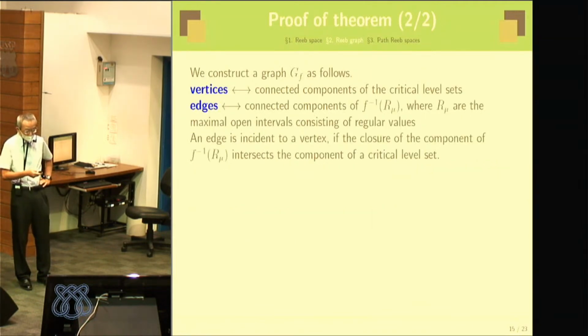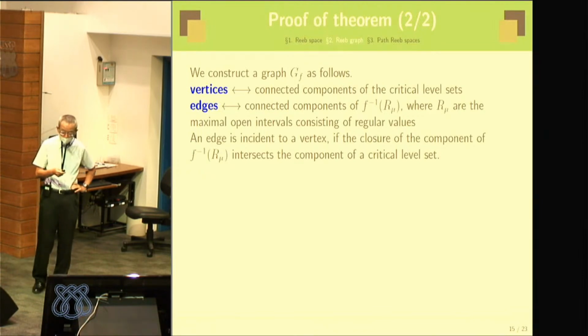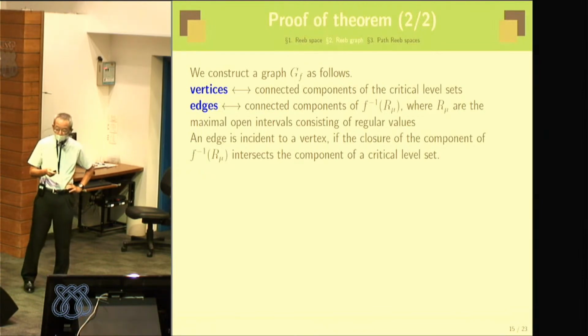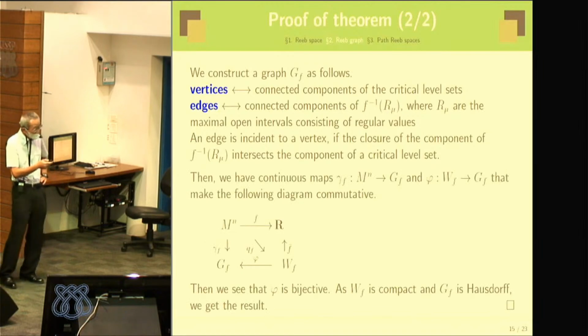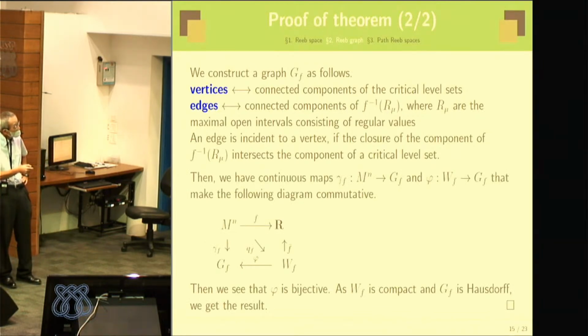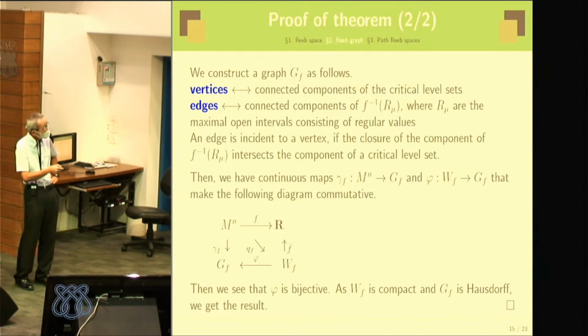And I'd like to show that this graph, capital G, is homeomorphic to the Reeb space. For this, you consider a function. Here, on the right upper side, you have the Reeb space, the quotient space, F bar, like this. That is the usual one. And on the left bottom side, you have the graph. Because of this construction, you can construct a continuous map, gamma F.